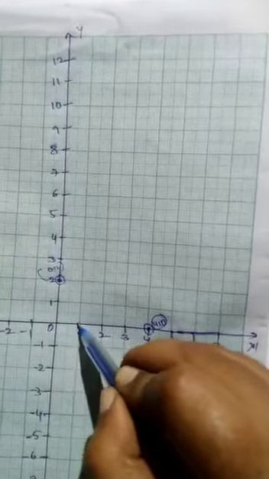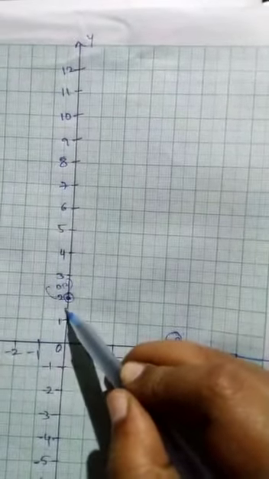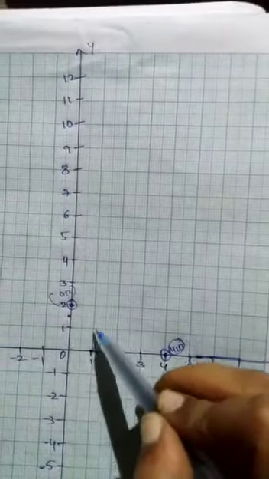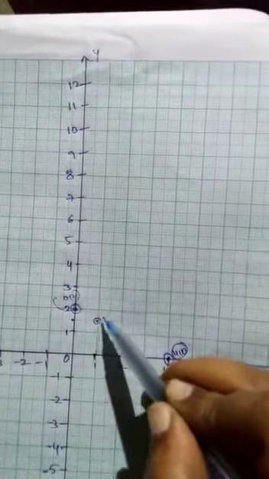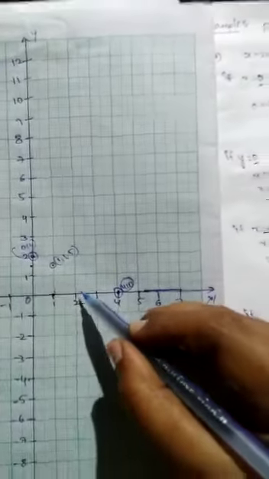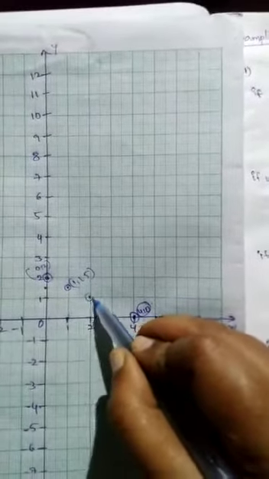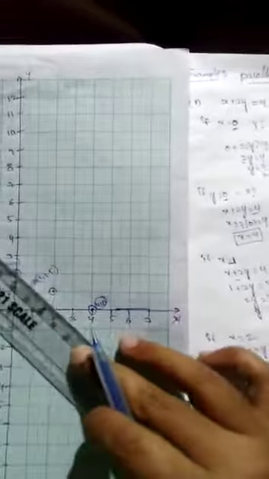Next point, on the x-axis 1, y-axis 1.5, in between 1 and 2. This is (1, 1.5). Next point (2, 1): on the x-axis 2, y-axis 1. So connect all these points.